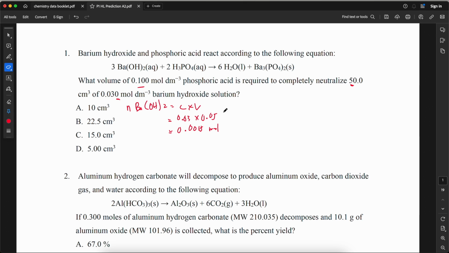0.0015 mole. And from this, we can calculate the mole of phosphoric acid. That would be 2/3 as a mole ratio times 0.0015, and you will get 0.001 mole. Okay, so now you can find the volume of the phosphoric acid, which is n divided by C. 0.001 divided by 0.1, which is 0.01 decimeter cube, or 10 centimeter cube.